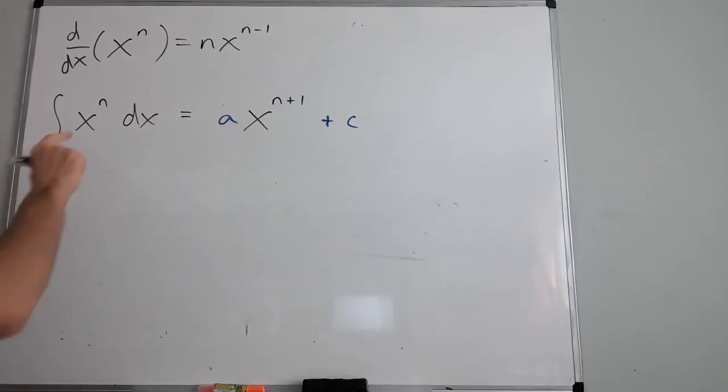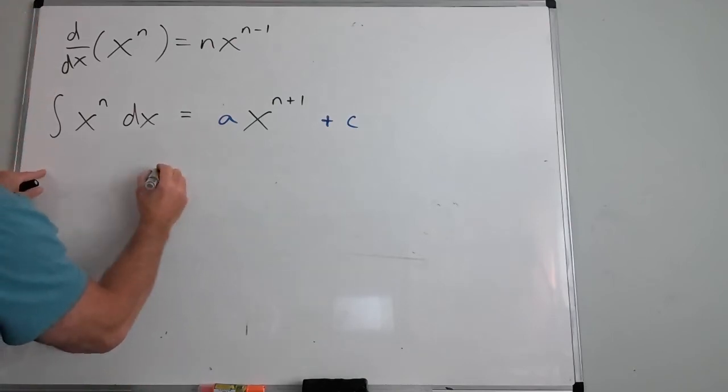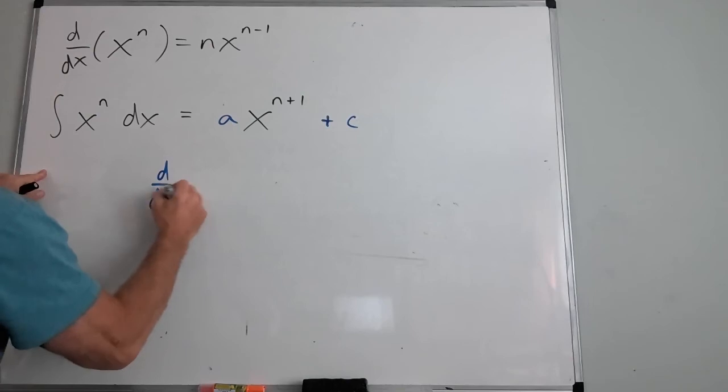Now, one thing that must be true is, tell me about n. Well, we'll figure, are there restrictions on n? Actually, there is, but we'll go over that in a moment. Now, how do I figure out what A is? Easy. Let's differentiate.